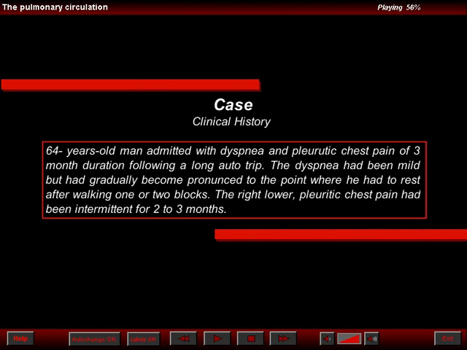admitted. The dyspnea had been mild, but had gradually become pronounced to the point where he had to rest after walking 1 or 2 blocks. The right lower pleuritic chest pain had been intermittent during these last 2 or 3 months.